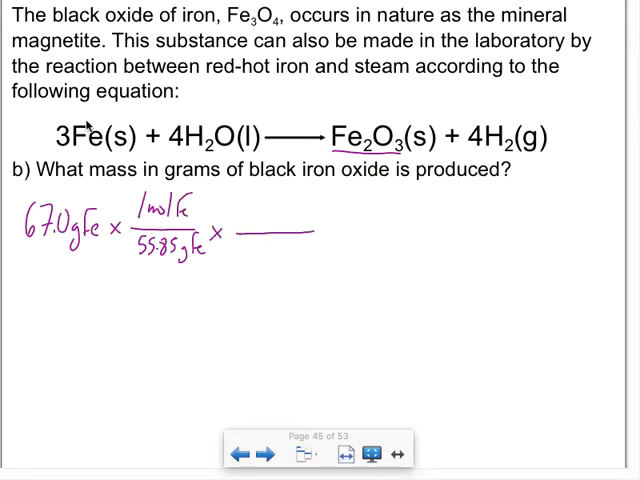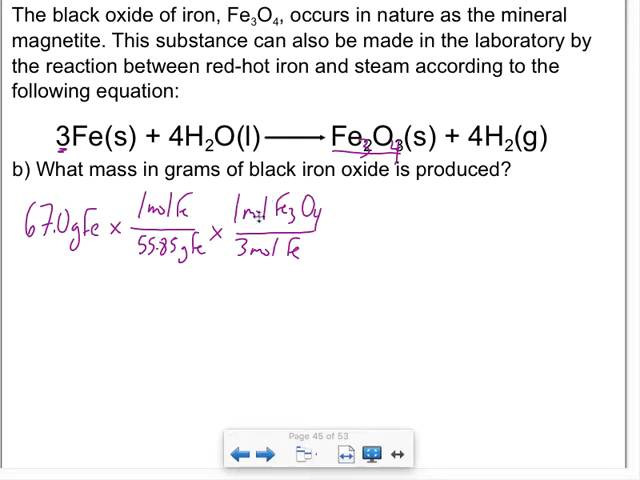I'm in moles, so I can use the mole ratio. I'm in moles of iron, so it has to be on the bottom. I look at the coefficients. 3 moles of iron will go down here. I did not fix it here: black iron oxide, or black oxide of iron, whatever. So it's going to be 1 mole of Fe3O4.